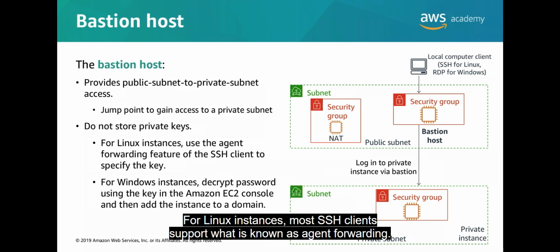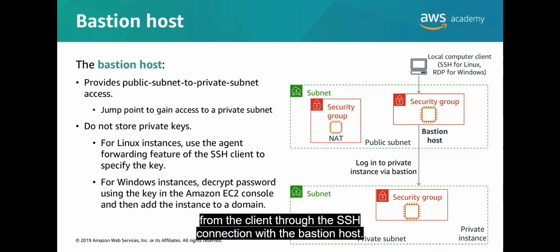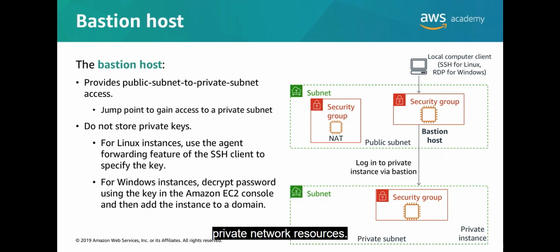For Linux instances, most SSH clients support what is known as agent forwarding. This allows your local SSH program, such as PuTTY, to pass your private key from the client through the SSH connection with the bastion host. It will then pass the private key through the SSH connection to your private network resources.